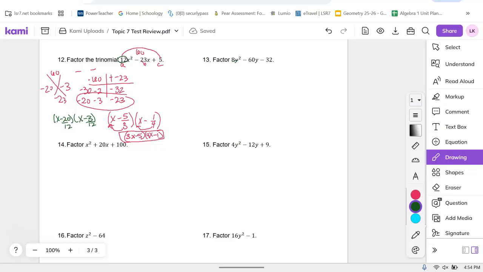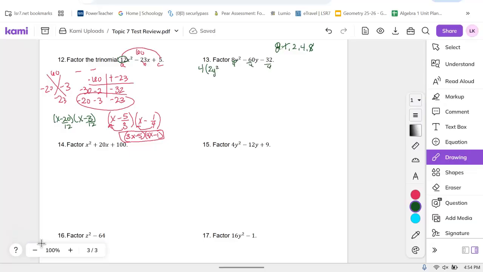minus 32. So I'm going to see what I can take out. Is there a number I can take out of everything? I can. 8, I can't. Let's see, 60 divided by 8 does not come out to be a whole number. So what are my factors of 8? 1, 2, 4, 8. So 1 and 8 won't work. What about 4? Can I take 60 divided by 4? Yes. So I'm going to divide everything by 4.